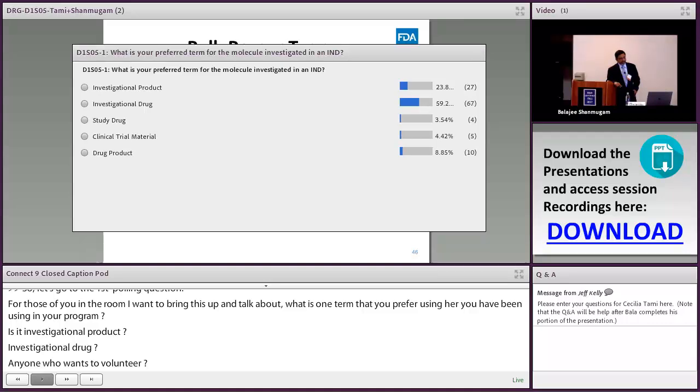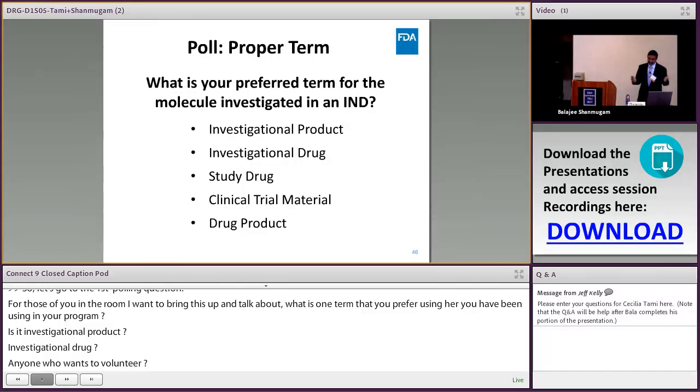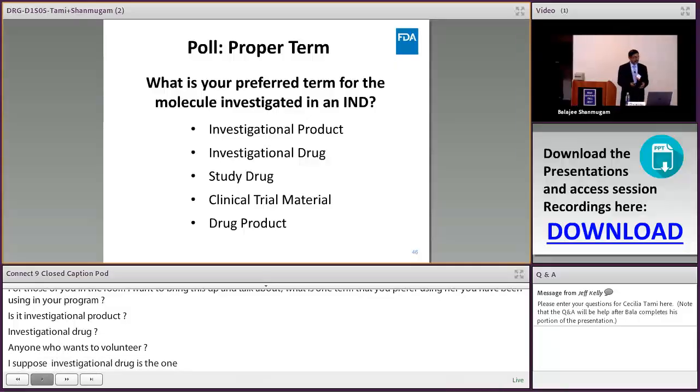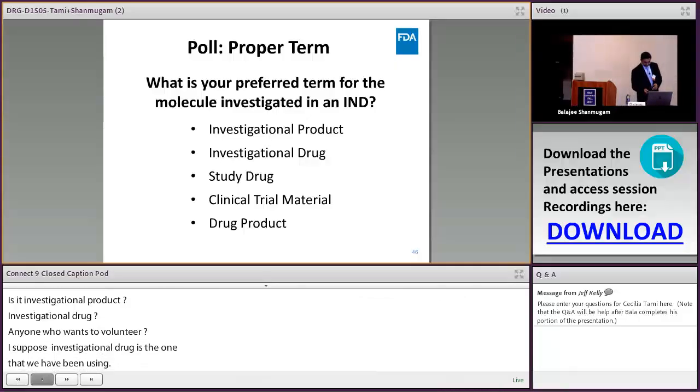Since the title is for investigational new drug, I suppose investigational drug is the one that goes. So I just want to make sure that we are all on the same page, because I would have used any of the above or none of the above or something different. Just so we are all on the same page and make sure that we understand where we are.